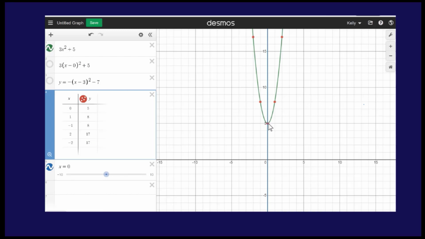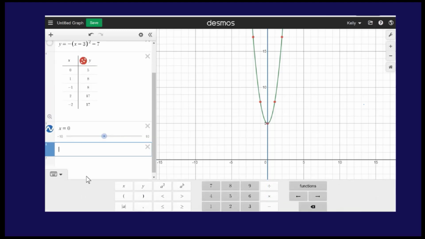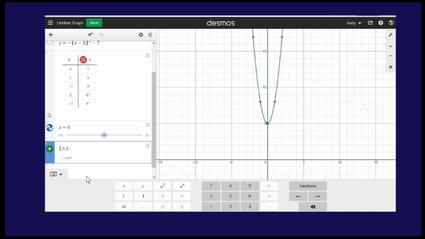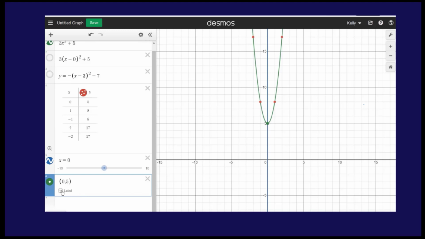Our locator point, or our vertex, so to speak, is (0, 5), okay? And I'll go here and I will put in, watch, (0, 5), and I will label it as the locator point. Okay, (0, 5).